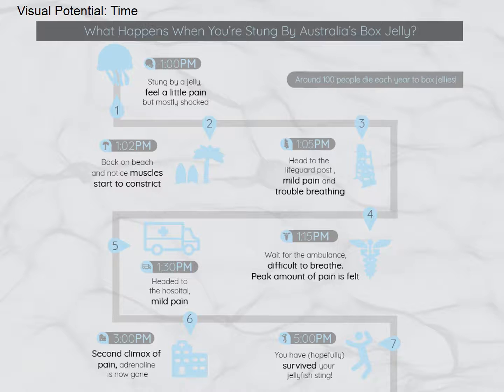So here's my time display. This display shows what happens when you're stung by Australia's box jelly. This display as a whole emulates my visual language model pretty closely, as in the visual language model itself, the whole infographic is this path looking thing. And I just try to incorporate that with this display.